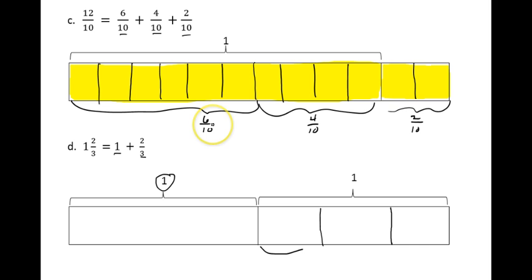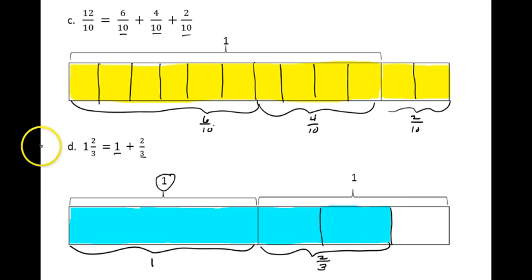3 pieces, and then I'll need to shade in the 2/3 on that part of the tape and the 1 whole on the first part of the tape to show 1 2/3. And now my tape shows how 1 2/3 equals 1 whole and 2/3 on the tape diagram.